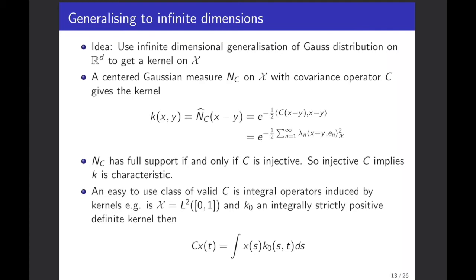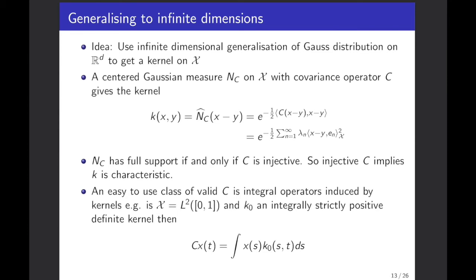So, by the argument on the previous slide, C is injective if and only if this guy has full support, and that happens if and only if the K defined here is characteristic. So that immediately gives us a family of kernels over X which are characteristic, specifically the characteristic functions of Gaussian measures which have injective covariance operators.